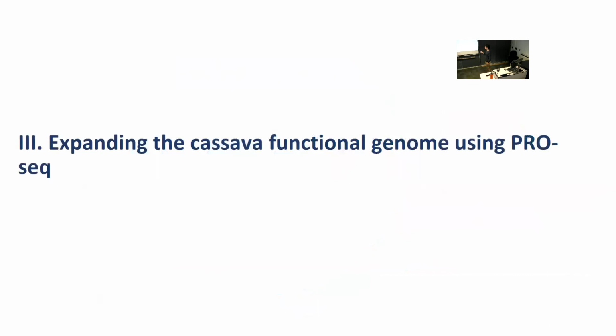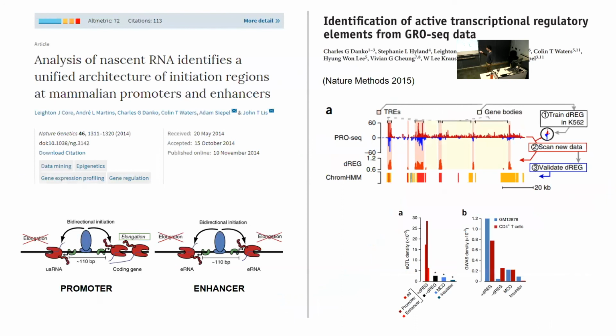Back in 2015, John Lis from Cornell published an article that excited me a little bit. He was doing this nascent RNA sequencing. The important thing you need to know about these nascent techniques is that they allow you to sequence the RNAs that are inside the nucleus. So you can sequence the mRNAs before being spliced, but you can also sequence all those unstable RNAs that are later degraded in the cytoplasm.